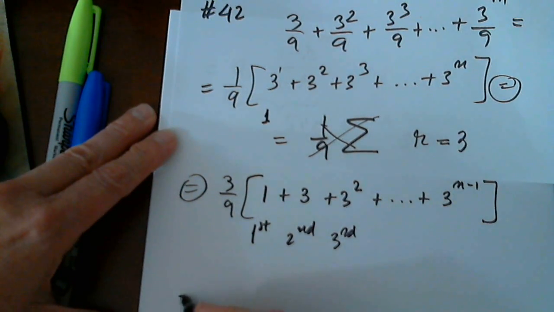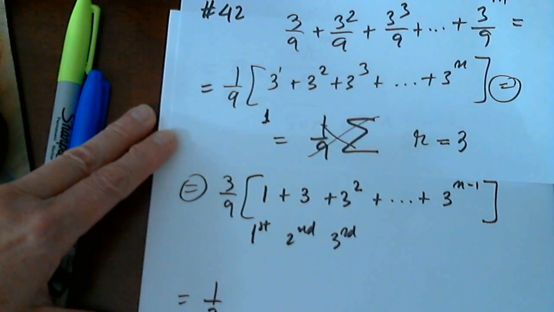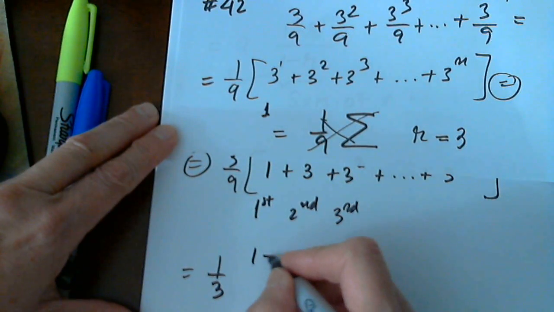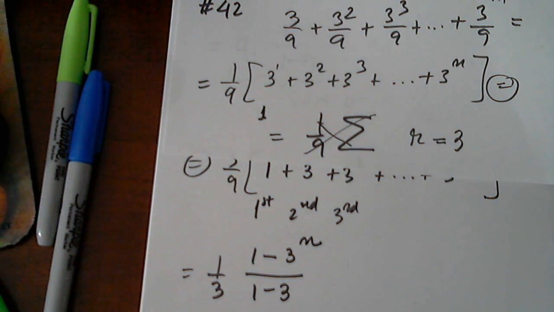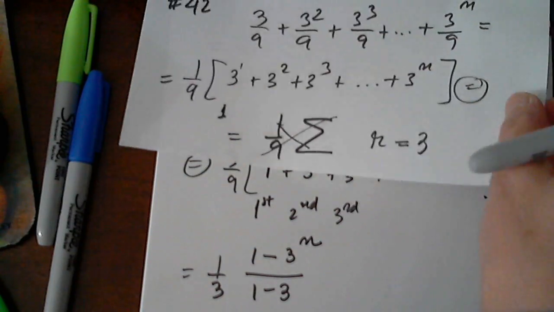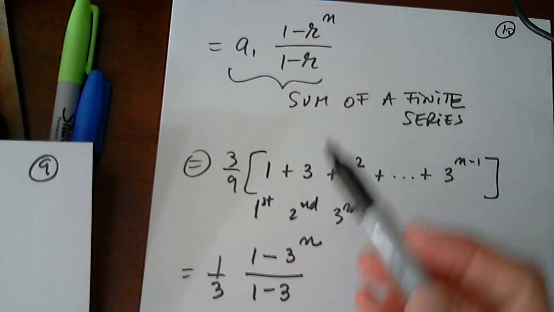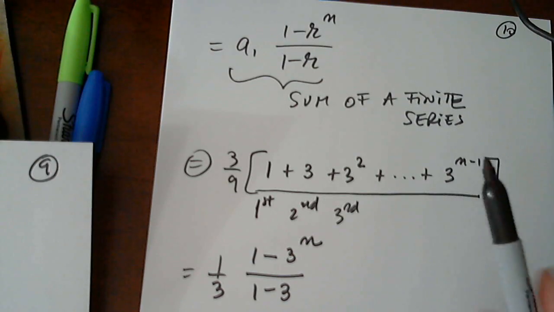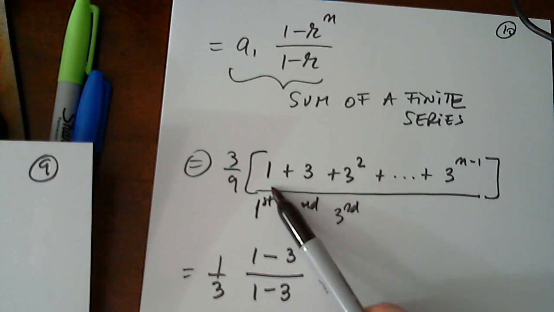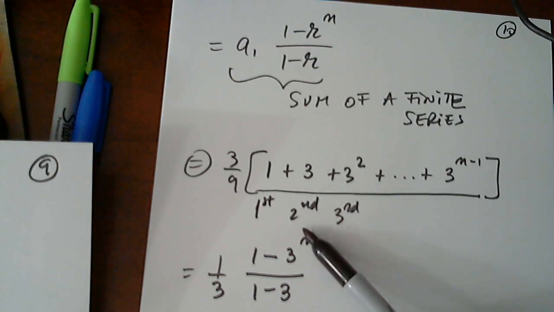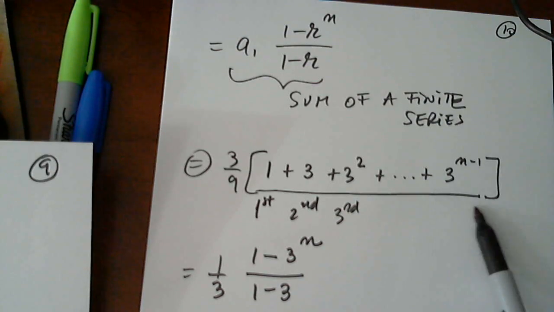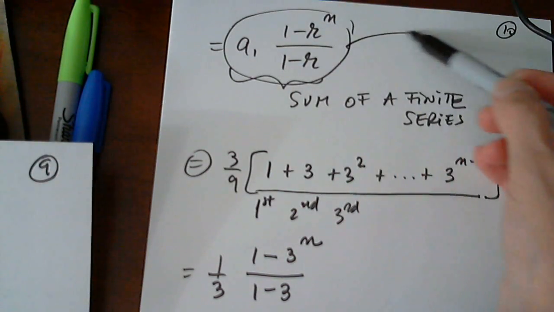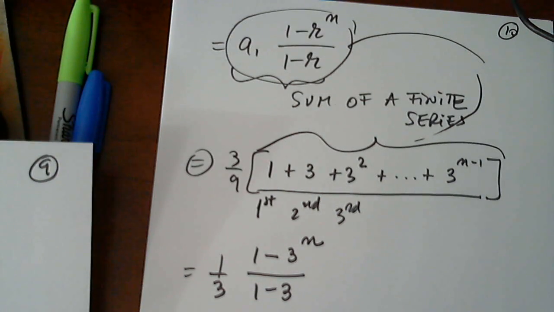So now I have 1/3, because 3 over 9 is 1/3. And now I write 1 minus 3 to the nth power over 1 minus 3. I can apply the formula as long as I have the first term with no common ratio, the second term with the first common ratio, the third one with 2 of them, and so on and so forth. This is the formula for all this. That's why I had to factor out 3 first.